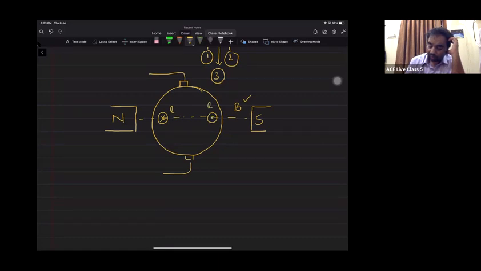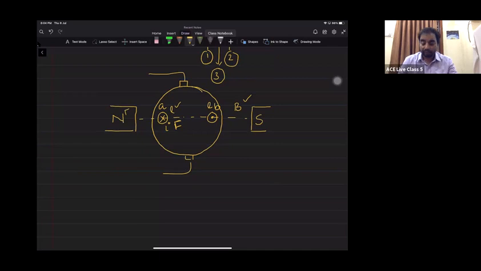Then you can see these are the conductors which are carrying current and they are under magnetic field. So these conductors will experience a force. If I call them conductor A and conductor B, both will experience a force. Why? Because through those conductors we are passing a current, and those current carrying conductors are under magnetic field. So those conductors will experience a force. Is this point clear? Confirm me. Yes. Right? Done. Now the question is in which direction it rotates.